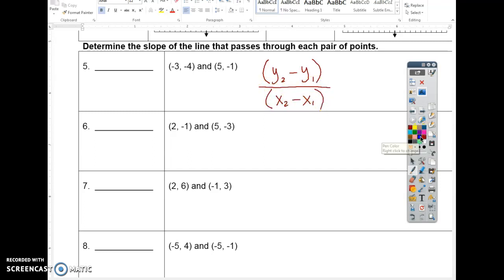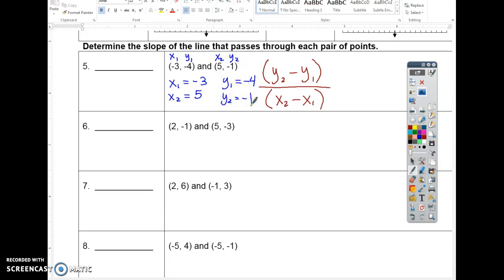And let's label our points. This is x1, y1, and this is x2, y2. So my x1 equals negative 3. My x2 equals 5. My y1 equals negative 4. And my y2 equals negative 1.